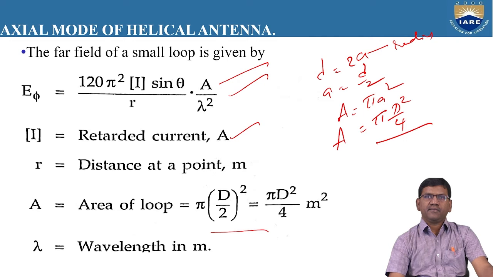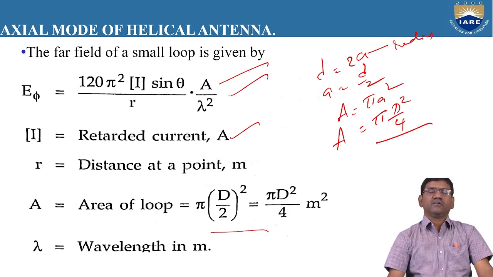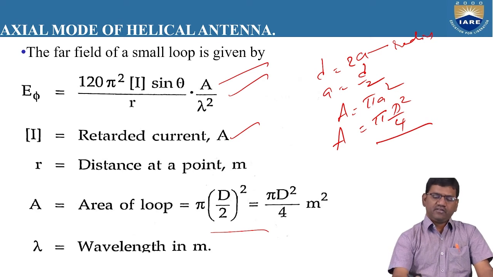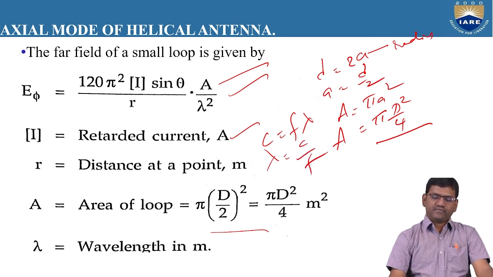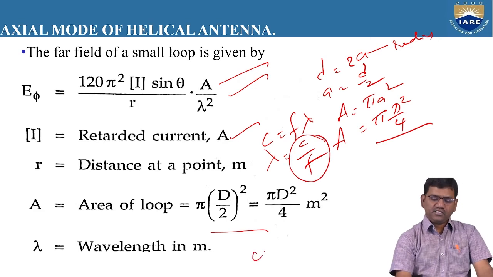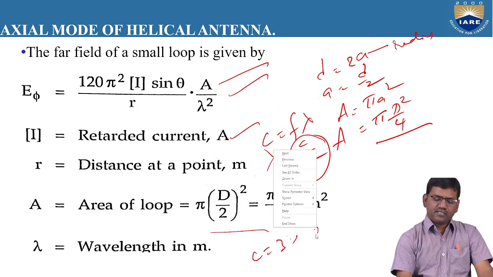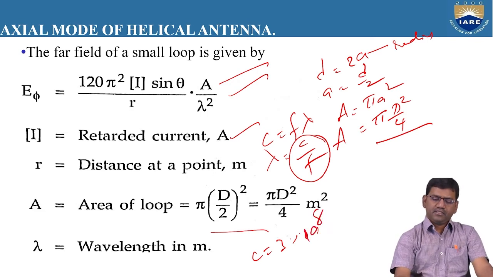And lambda, we know, is the wavelength, which depends upon the operating frequency. Whenever we give an input signal, first we should fix some operating frequency. Depending upon the operating frequency, we can determine the value of lambda by the formula C is equal to F lambda, so lambda is equal to C by F. We already know C is equal to 3 into 10 power 8 meters per second.